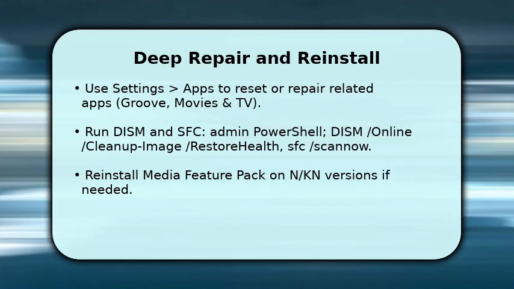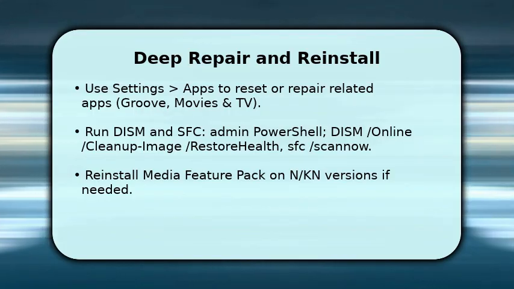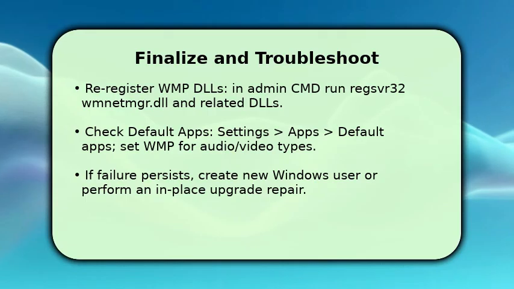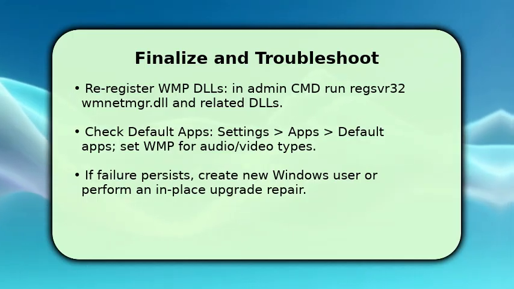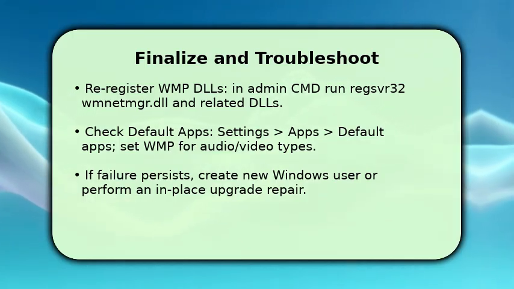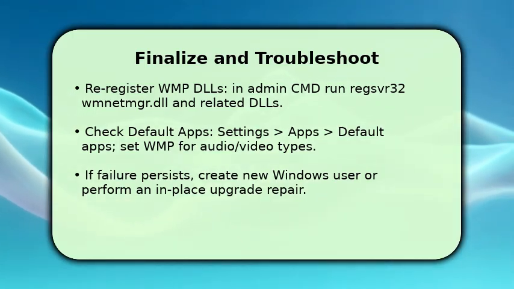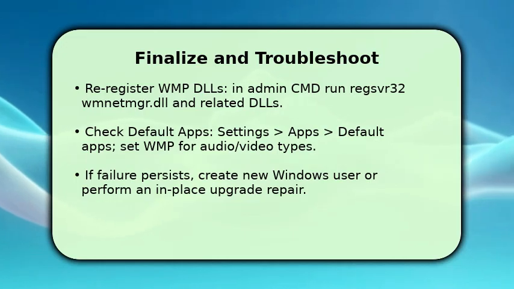To finalize, re-register core Windows Media Player components so associations restore correctly. Open an admin command prompt and run regsvr32 for key DLLs like wmnetmgr.dll and wmplayer.dll, and actxprxy.dll to refresh COM registrations. Then set default apps in Settings so audio and video file types map to Windows Media Player.